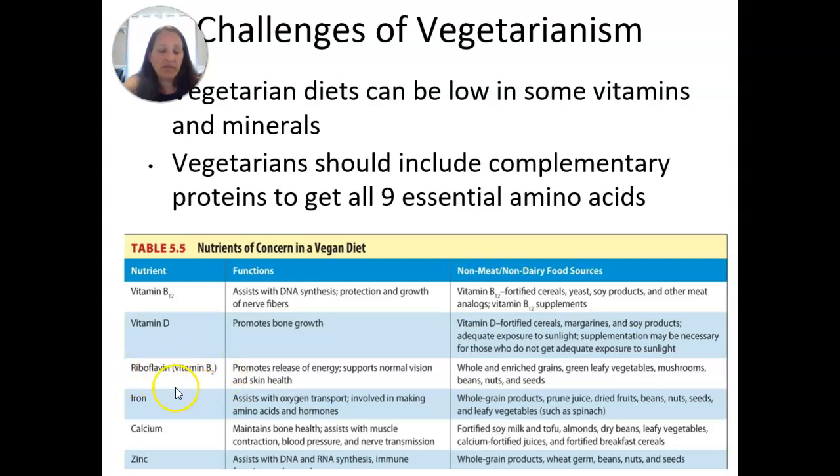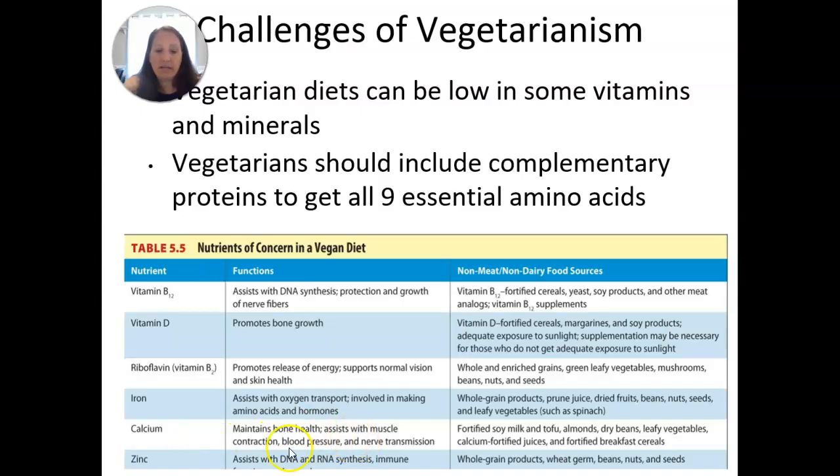Riboflavin, which is also known as vitamin B2, promotes the release of energy, supports normal vision and skin health. Whole and enriched grains, leafy vegetables, mushrooms, beans, nuts, and seeds. So again, individuals who are going to follow a vegan diet need to make sure that they're eating nutrient-dense food. Okay. Iron assists with oxygen transport. Iron combines with the hemoglobin protein to carry oxygen in your blood. It's also involved in making amino acids and hormones. Where are we going to get it from? Whole grain products, prune juice, dried fruit, beans, nuts. So there are options here.